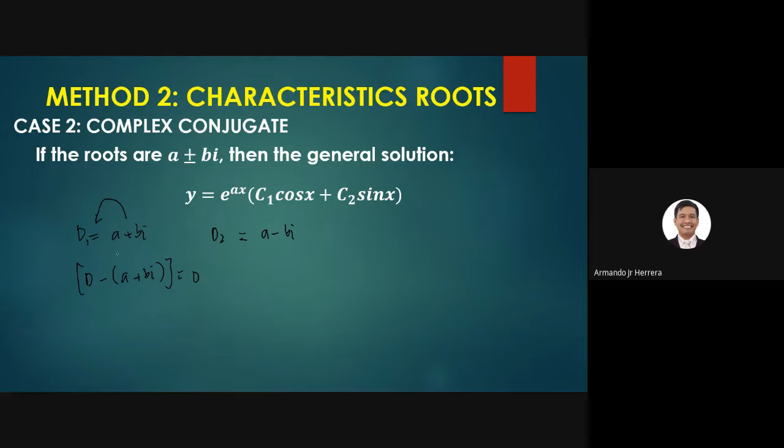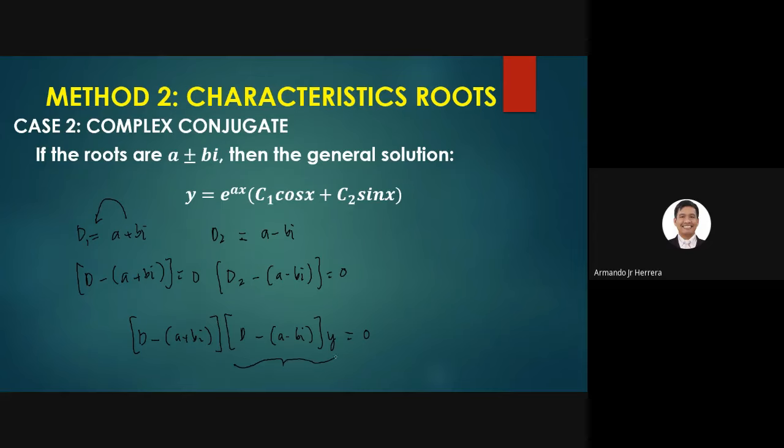So tatranspose lang natin sa left para makuha natin yung mga factors. So D minus a minus bi equals 0. So therefore, ang ating differential equation is in the form of (D minus (a plus bi)) times (D minus (a minus bi)) y is equal to 0.